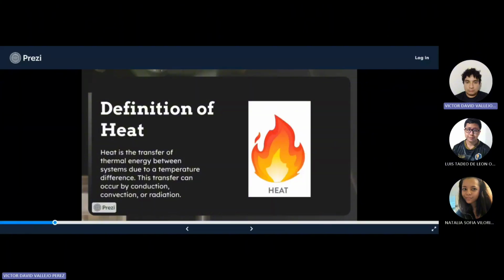Sure. Heat is the transfer of thermal energy between two systems, or between a system and its environment, due to a temperature difference. That means that temperature is an intrinsic property of the system, while heat is a process. It's like saying that speed is a property of a car, while the movement is a process of going from one place to another.